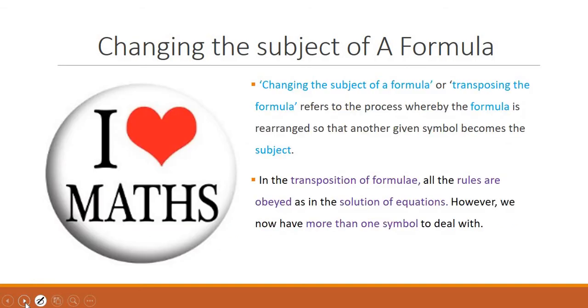Now, changing the subject of a formula or transposing the formula refers to the process where the formula is rearranged so that another given symbol becomes the subject. In transposing a formula, all the rules are obeyed as in the solution of equations. However, we now have more than one symbol to deal with.